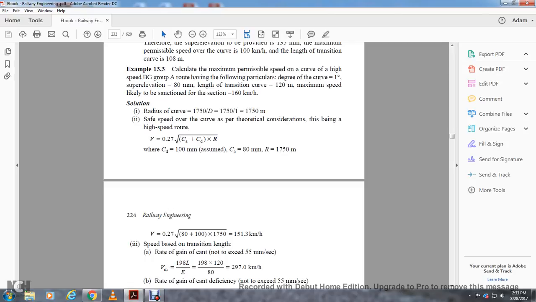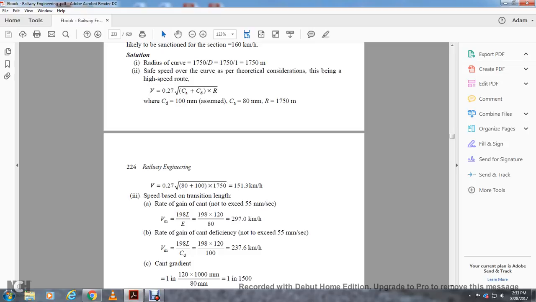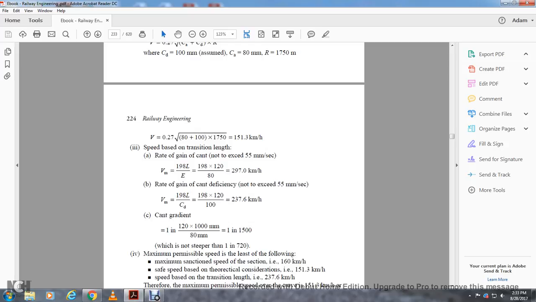Speed based on transition length, the rate of gain of the Kant not exceeding 55 millimeters a second. The velocity in meters is 198 L divided by E, which is 198 times 120 divided by 80, 297 kilometers an hour. Rate of the gain of the Kant cannot exceed 55 millimeters a second. Velocity is 198 L divided by the Kant deficiency, 198 times 120 divided by 100, which is 237.6 kilometers an hour. Kant gradient is 1 in 1500.